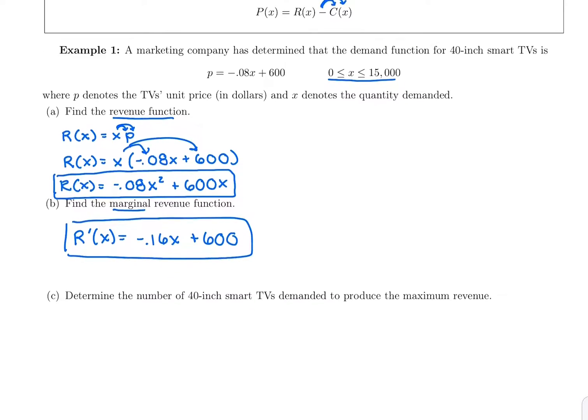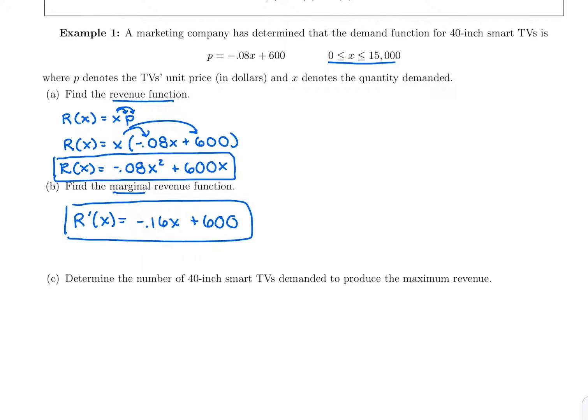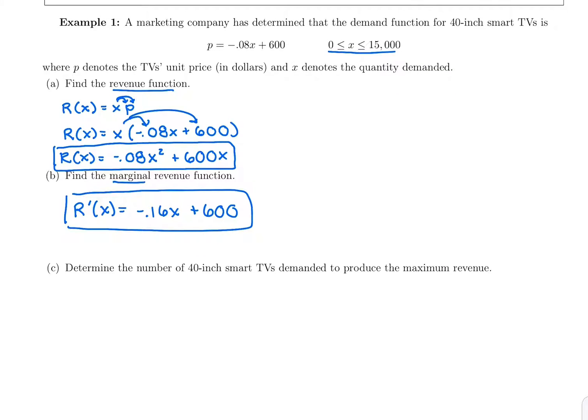And the next part says, determine the number of 40-inch smart TVs demanded to produce the maximum revenue. So we want to maximize their daily income from selling TVs, maximize the revenue. Well, we want to remember that to find the maximum of anything, if we want our relative max, we're going to do our 2 steps. Our first step would be find critical numbers.